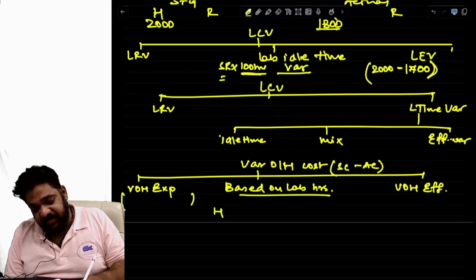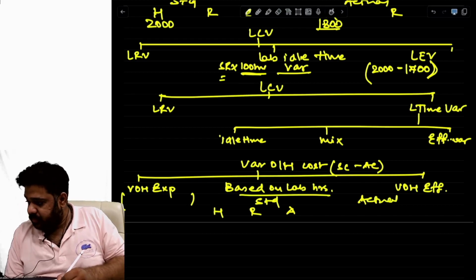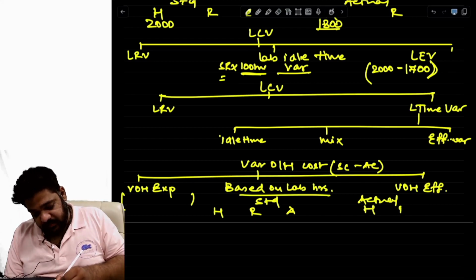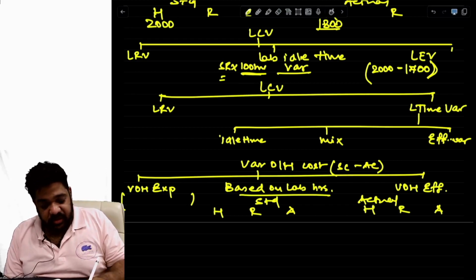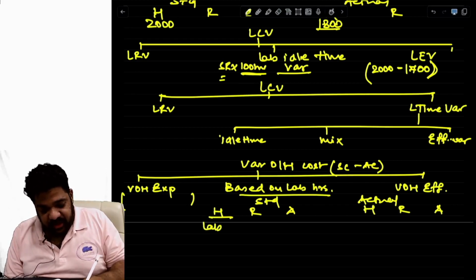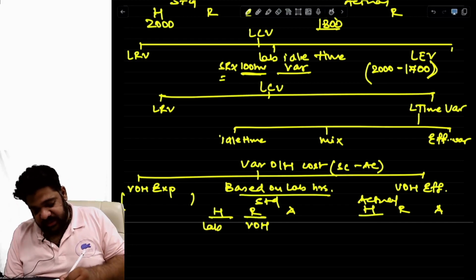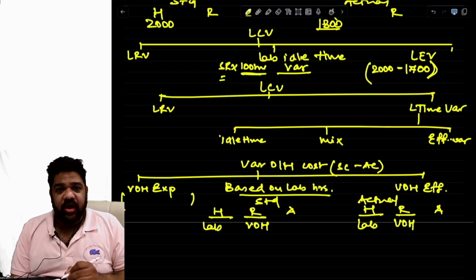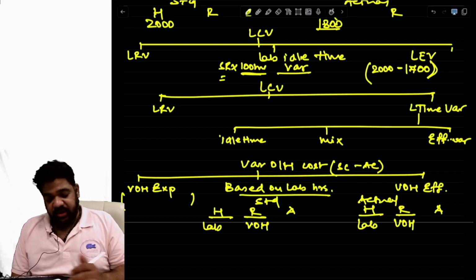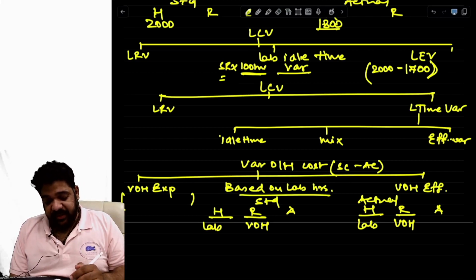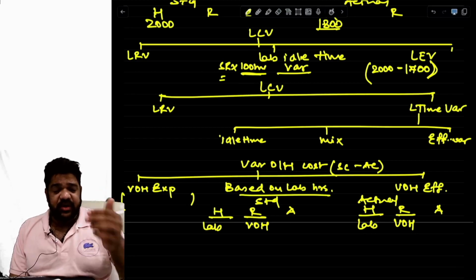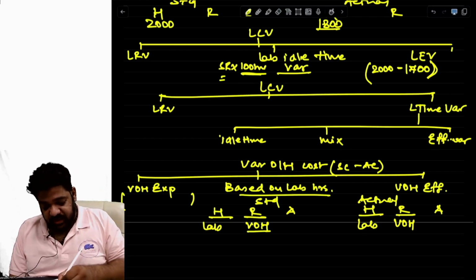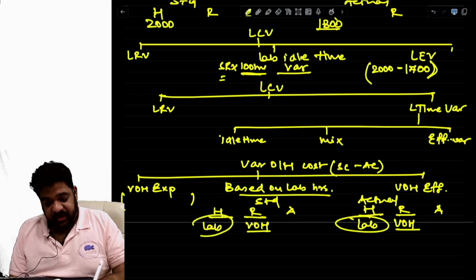So the bracket will still be hours, rate and amount for standard and actual. But the hours will be of labor and the rate will be of variable overhead. Same thing over here. Hours will be for labor, rate will be for variable overhead. Are we understanding? So you don't have to particularly put in that many differences when it comes to the rate. This one of variable overhead, this one of labor. Keep that in mind, okay?